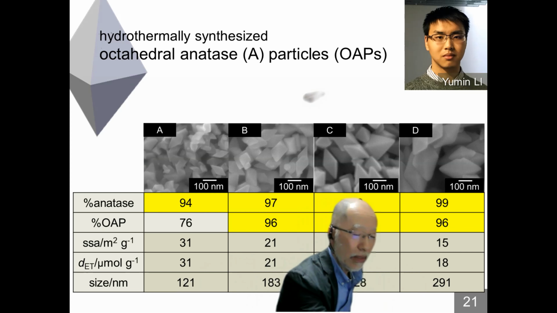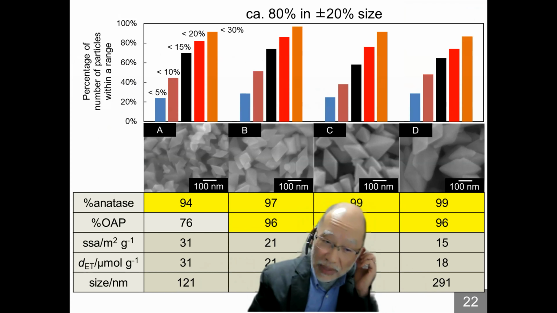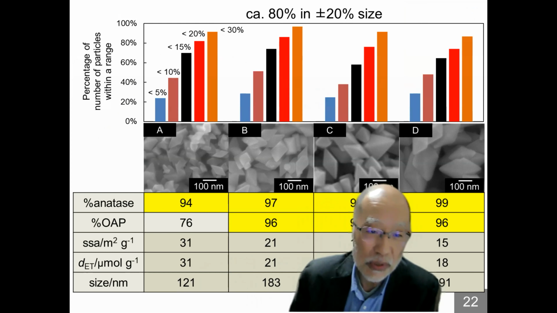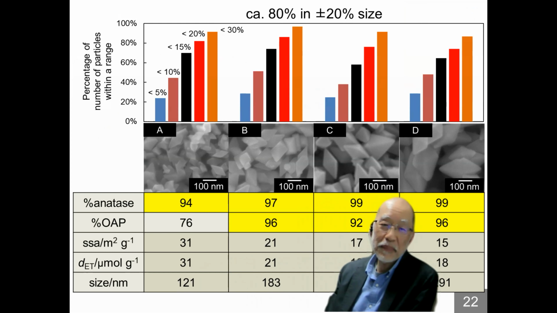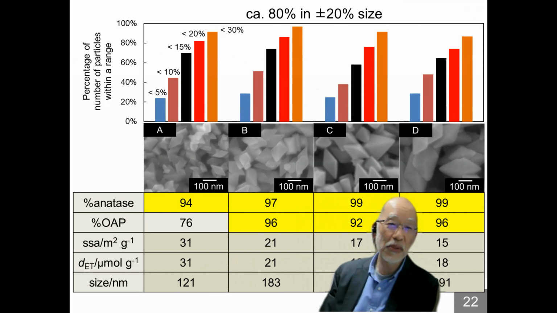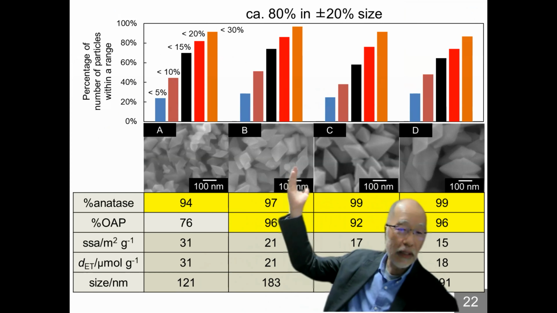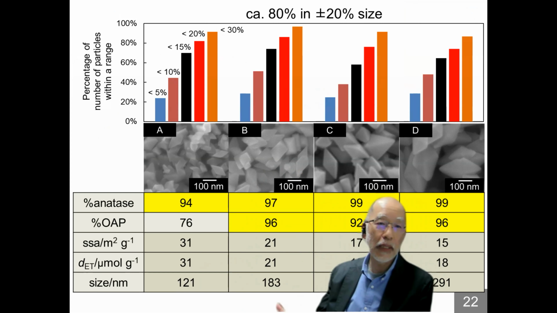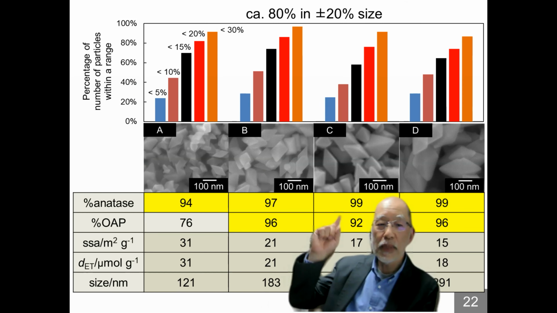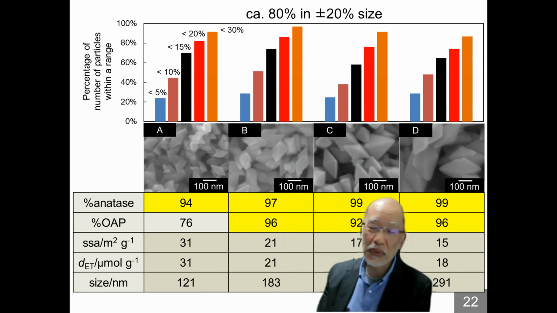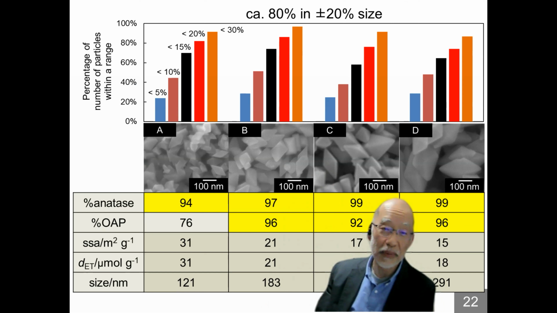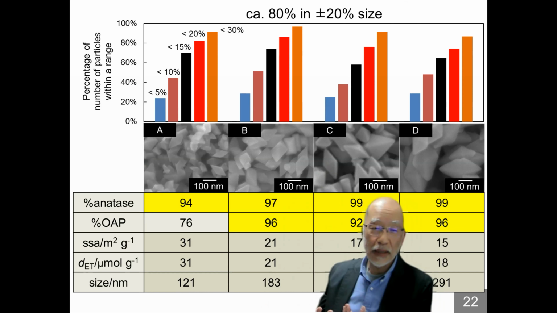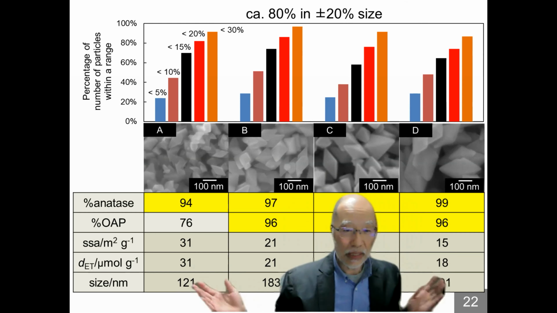And the important point is the difference in size. Actually, the size distribution is not so good, but not so bad. For all these particles, about 80% of particles are within plus or minus 20% in size. So not so bad, not so good. Actually, we are trying to get a narrower distribution of particles, but I think it is almost okay using this.